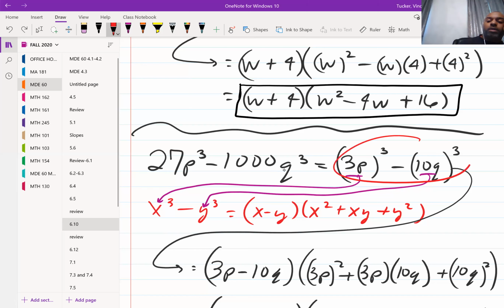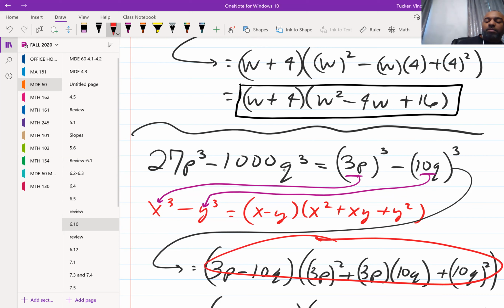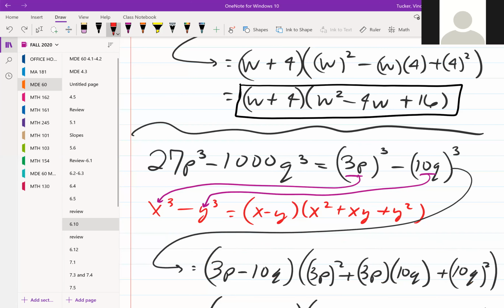Well, are you okay with this part? Yes, because I know that 3 cubed is 27, and I know 10 cubed is 1,000. Cube, that's what I meant, yes. So now, when we go to this step, is that where you're having a problem? Yes.